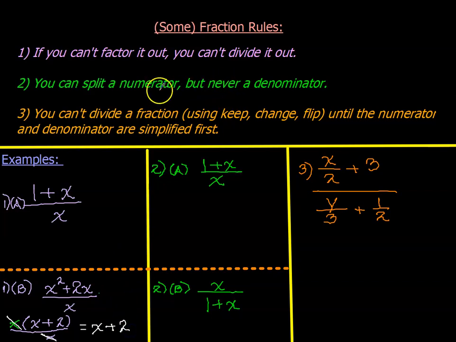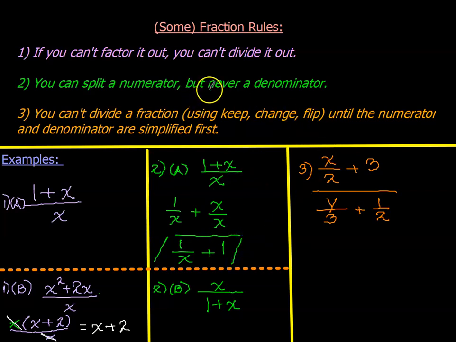For the second rule, you can split a numerator, but you can never split a denominator. So looking at 1a, I couldn't cross this out because if I can't factor it out, I can't divide it out. But what can I do with that same fraction? Well, you can split a numerator, meaning each term is separated by a plus or minus sign, so you can give each one its own denominator of x. So 1 over x plus x over x, which would just be 1 over x plus 1. And if you did the whole crisscross applesauce, it would bring you right back up to this line in case you want to check your answer.